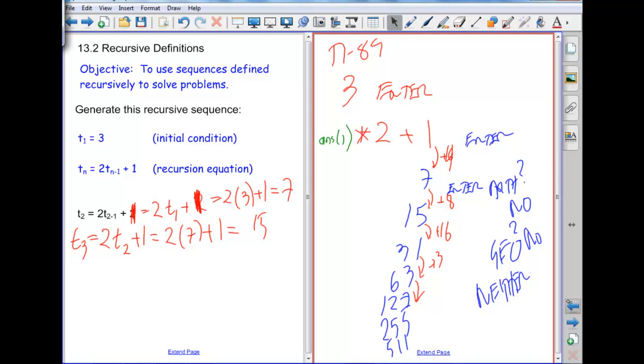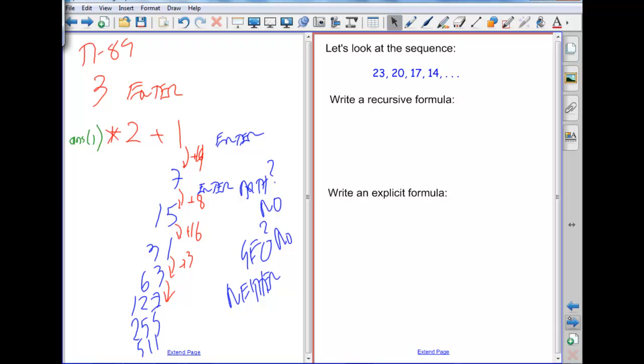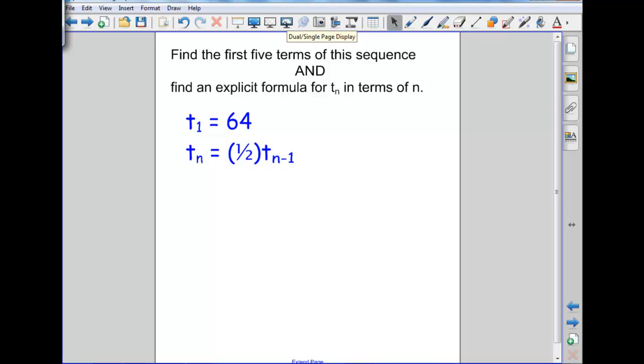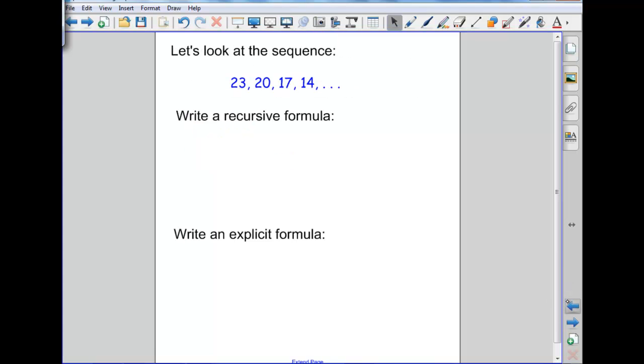All right. Now, let's look at another sequence. Write a recursive formula for this sequence. 23, 20, 17, 14. What do you notice right away? It's arithmetic and you're subtracting 3. So the arithmetic, the common difference is a negative 3.